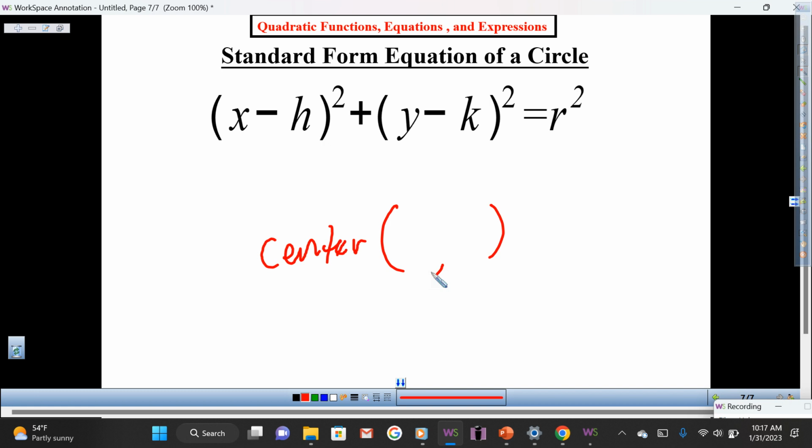And on the other functions that we were working with, we were talking about moving the function using the vertex. And what was the vertex? H and K. Well, guess what? Now, for the center, that's our H and K instead of a vertex. And we find it in the parentheses, H and K. And of course, the R is our radius.